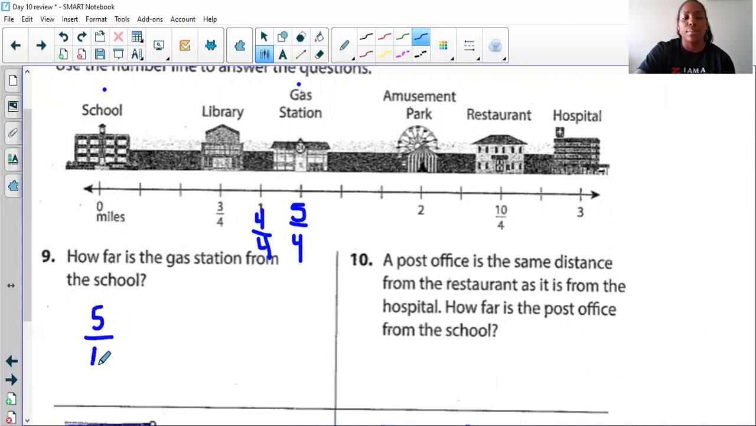5/4 mile, which is also equal to, who can tell me, what whole number did we just go past? 1, and then what's the first tick mark? 1/4 miles. So I'm just going to put MI, because that represents miles. All right.